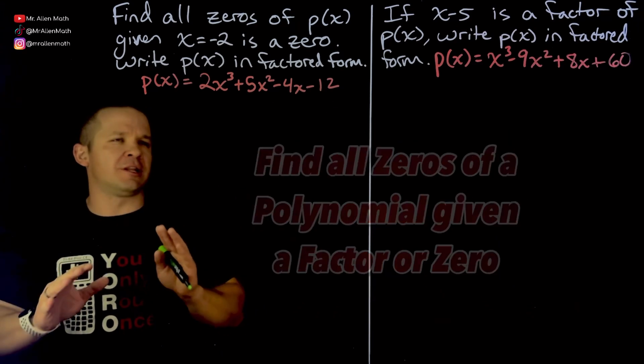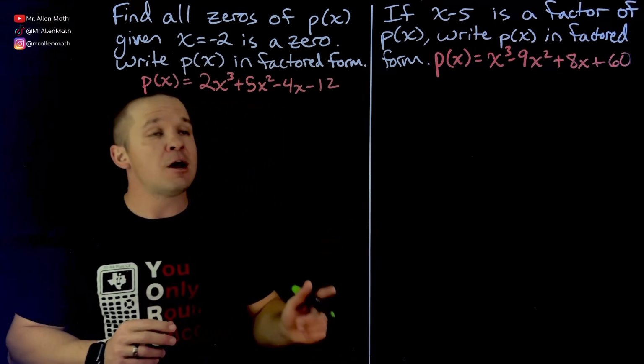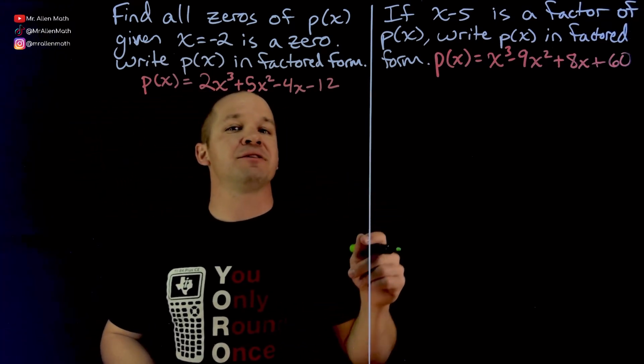I have two rather similar problems here that are worded just a little bit differently. So let's start with this one over here. If x minus 5 is a factor of p of x, write p of x in factored form.